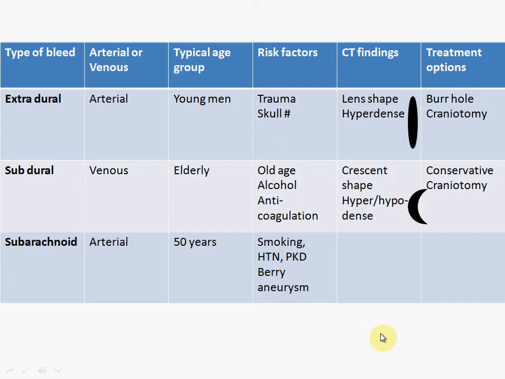And the CT findings, well, I haven't really got a little graphic for this one because it's a diffuse hyperdensity throughout the arachnoid, the subarachnoid space. The treatment options for these, well, these are either clipped or coiled. Okay, if you can remember this table, if you can recall that on the spot, you're able to understand a lot of the basics about these three types of bleeds.